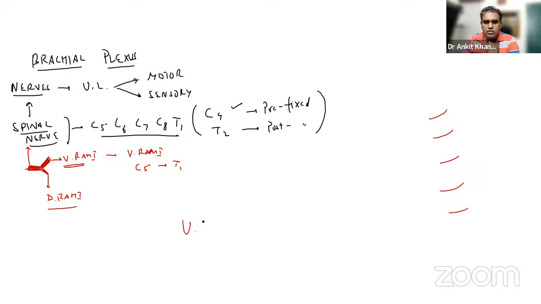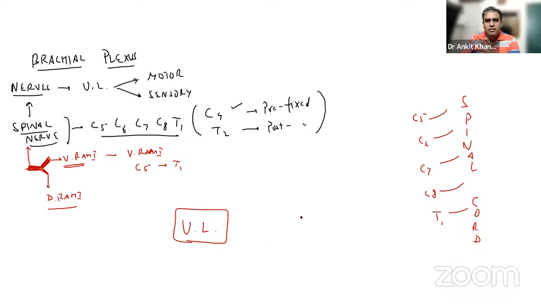And your upper limb is over here. Upper limb is over here. And imagine you have the spinal cord over here. I hope you are with me. This is say C5. Let me write C6, C7, C8, and T1.